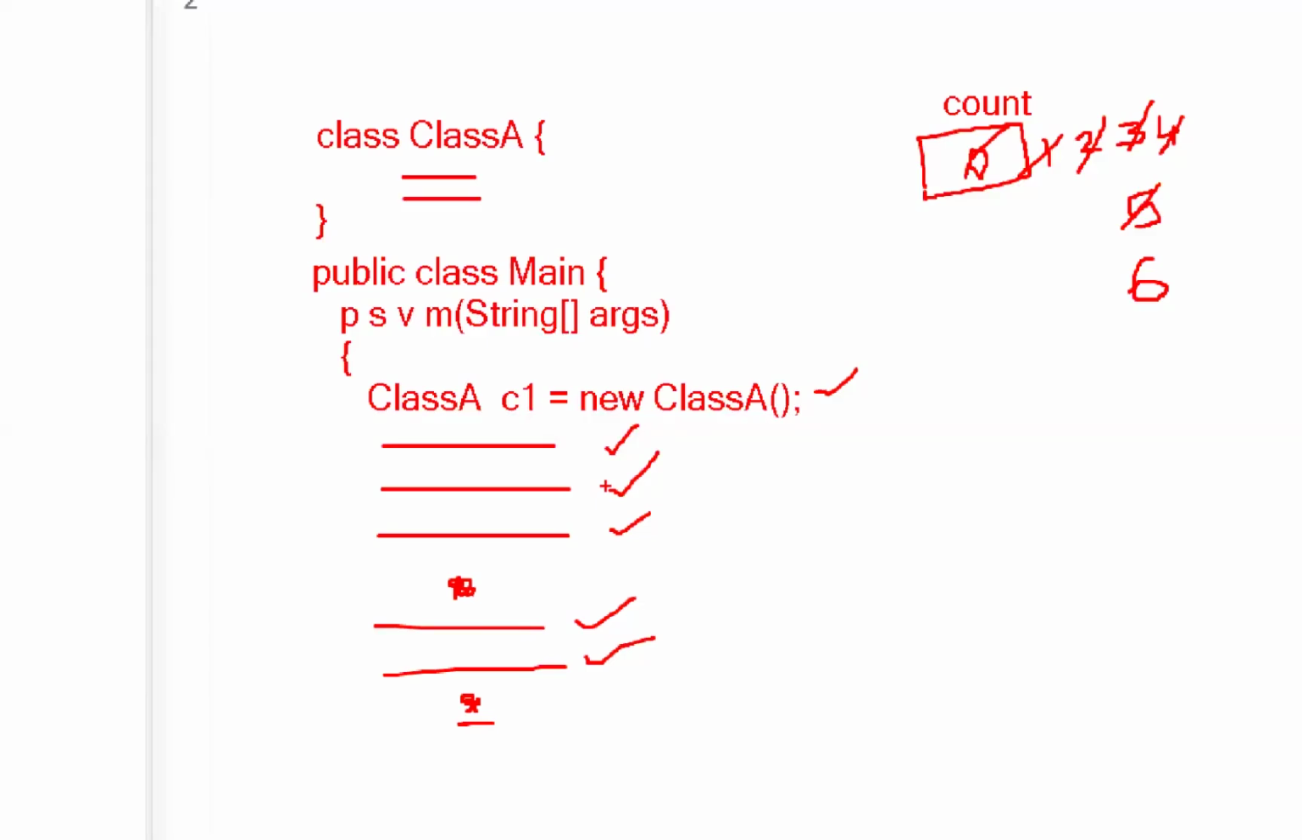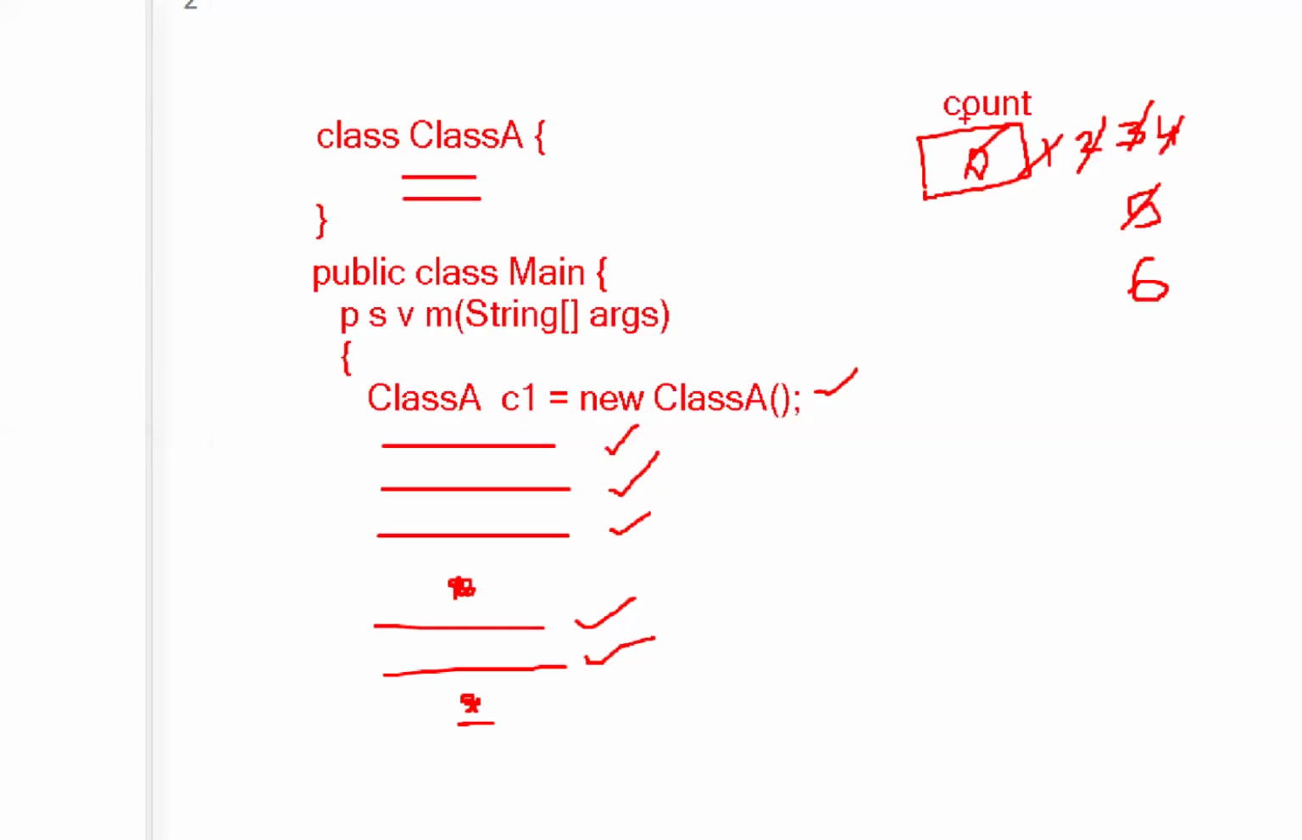So I have a question to you. Tell me, this count variable, whatever variable I want to maintain for counting, should it be an instance variable or a static variable? Which type of variable I have to create for maintaining this count value? Instance variable or static variable? Correct. Static variable.